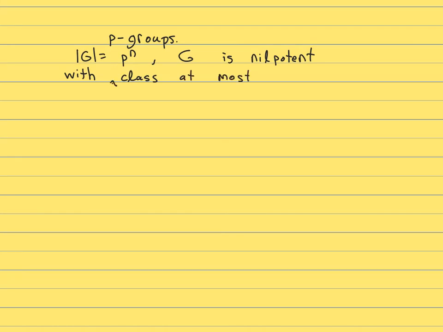All right, now we're going to discuss p-groups with respect to nilpotency. So one of the theorems is that if G has prime power order, G is nilpotent, with class at most n minus 1. By class here, I mean nilpotency class. In particular, this implies that G is solvable.